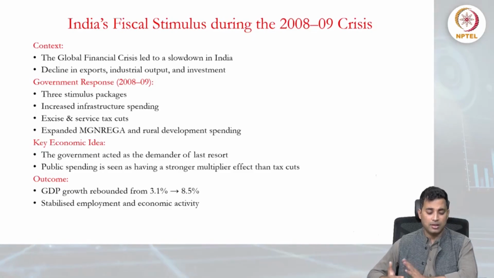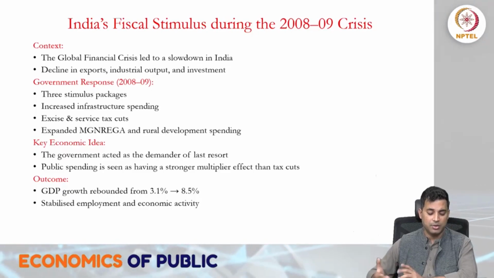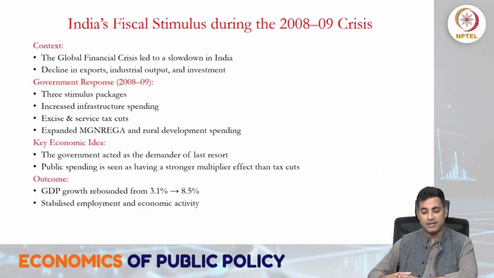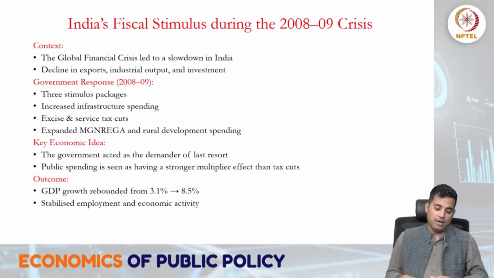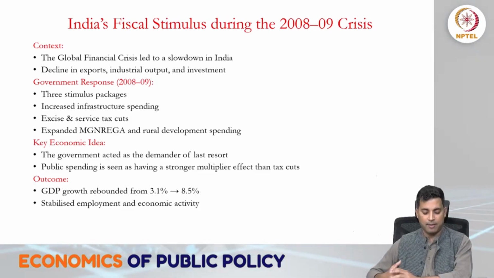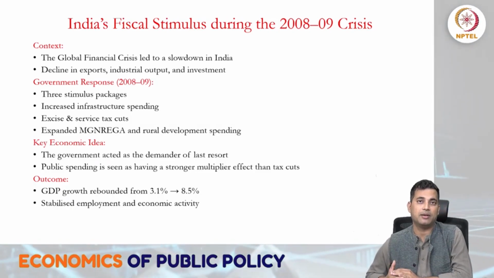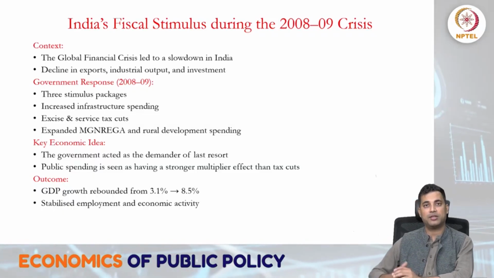So the outcome, based on India's fiscal stimulus during the 2008-9 crisis, was that GDP growth rebounded, and employment and economic activity also stabilized, especially through government expenditures and the stimulus package.